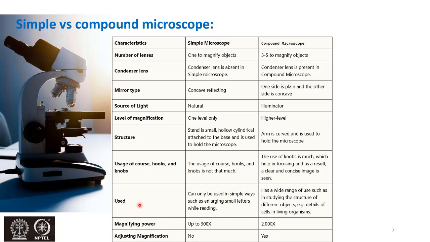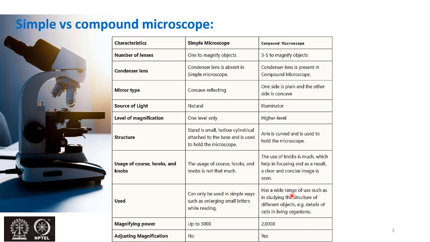Then the usage. The simple microscope can only be used in simple ways, such as enlarging small letters while reading, or if we want to take a bigger picture of our material. Suppose we are seeing bacteria or cells, and we want to see the bigger picture of how the bacteria or cells are behaving, in that case a simple microscope can be used.